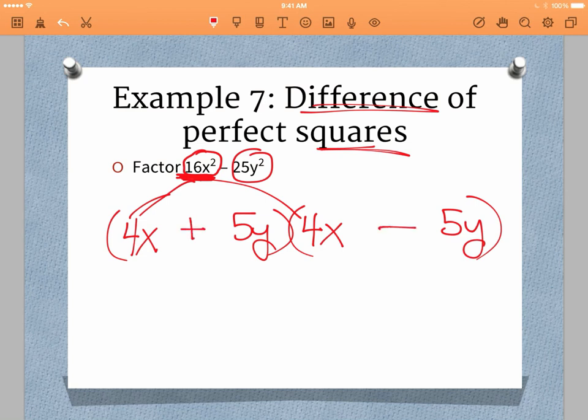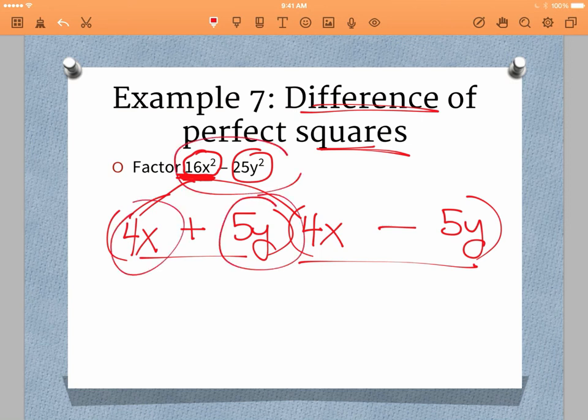Remember, this is like what we worked with the conjugate, because when you multiply a term by its conjugate, the O and the I of the FOIL disappears, so you're left with just the square of the first term minus the square of the last term, which is what we have here. So difference of perfect squares is really nice because you don't have to think too much. You just got to take the square root of the first and the square root of the second and write them in two binomials with two different signs.